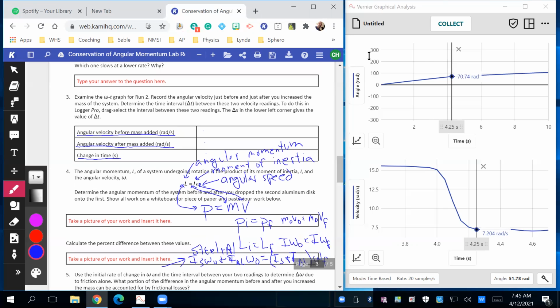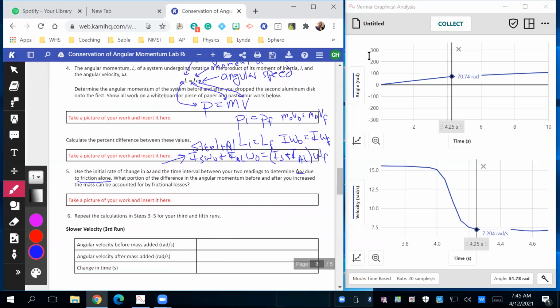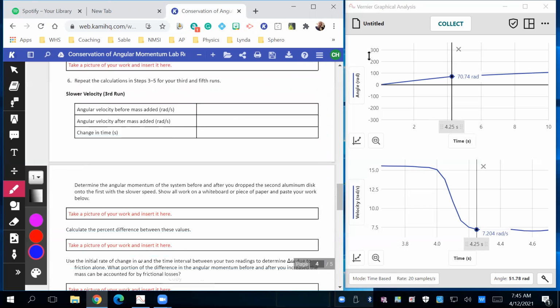Here, they want you to find the change in speed due to friction alone, okay? And so you'll be able to do that. There is a third run that you have to do, so you're going to want to make sure that you save all your runs. So going back, this one was run 2.